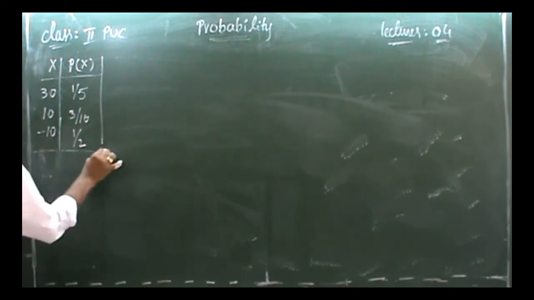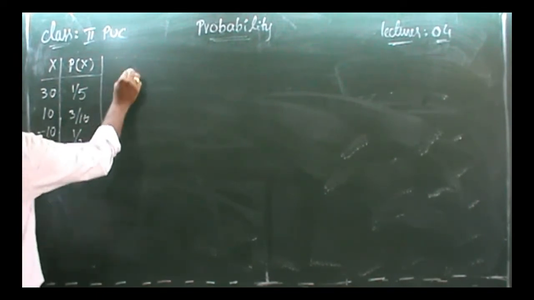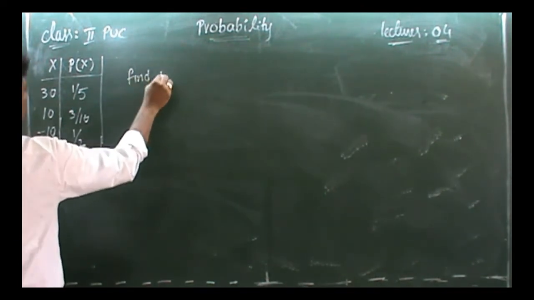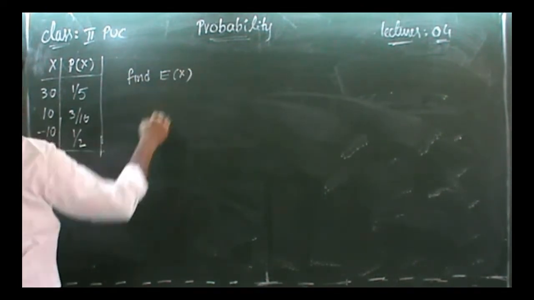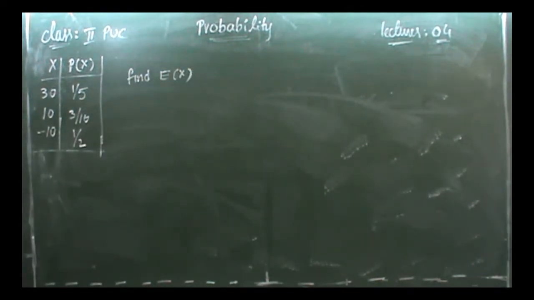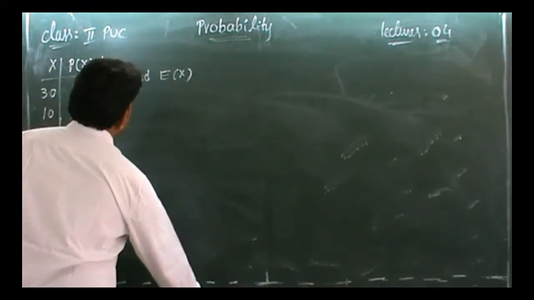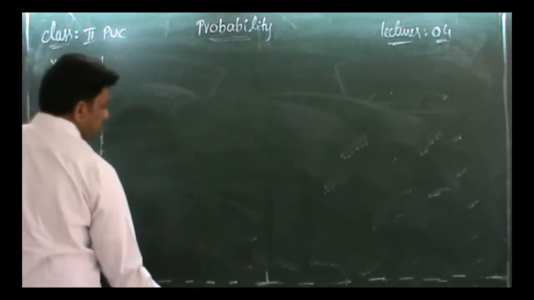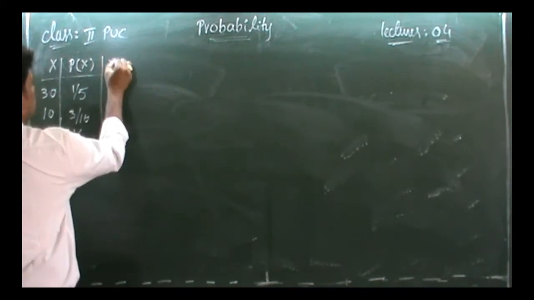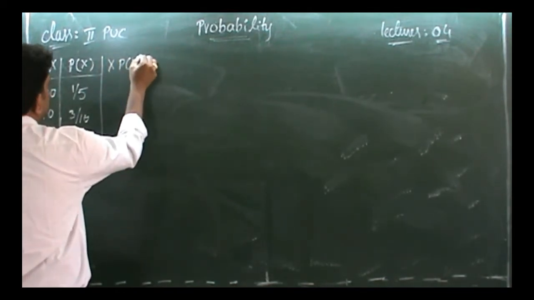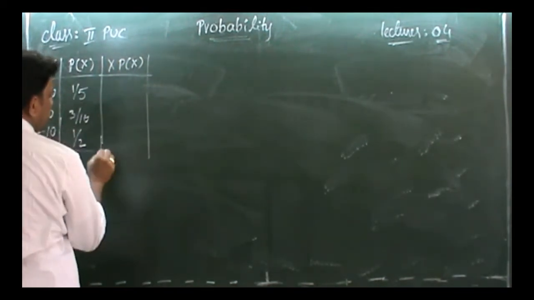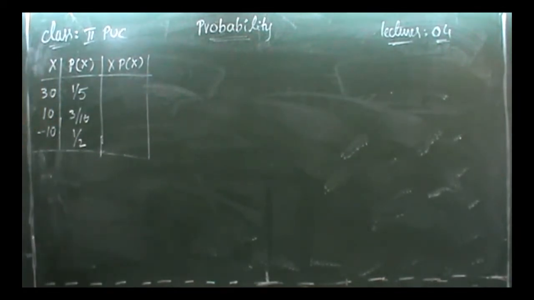He is asking to find E of x. E of x means expectation of x. So we have to find this expectation of x. We have to form one more column, that is x into p of x, which is nothing but the multiplication of these two.